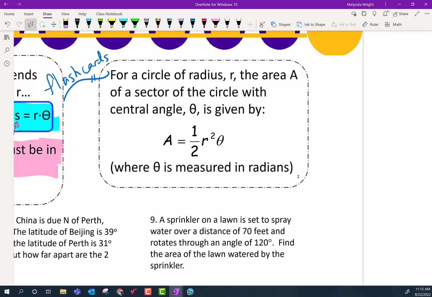We're looking at area of a sector, and these are Precal formulas. You did things like this in geometry, but you use percents and ratios and all different kinds of things. We're not doing that in Precal. We're just using the Precal formulas.